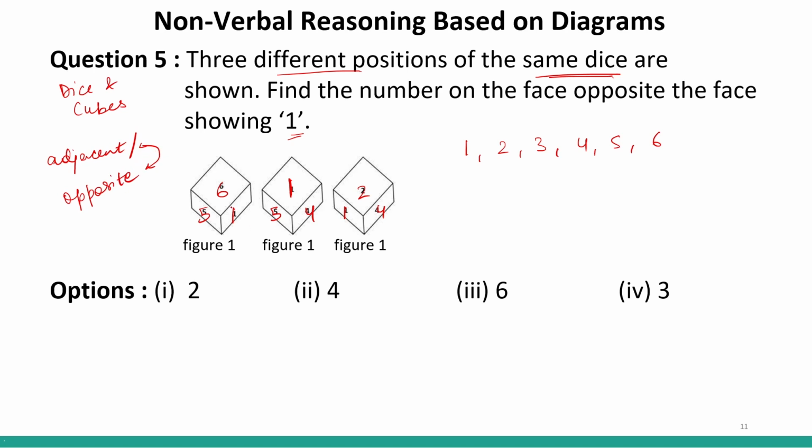Now, over here I can see next to 1 we have 5 and 6. So we can eliminate clearly. 5 and 6 are eliminated because they are adjacent to 1. Similarly, 5 and 4 are also adjacent to 1. So 4 is also eliminated. Then if we have 1 here, we have 2 and 4. So 2 and 4 are again adjacent to 1. So they are also eliminated. So we are left with 3. So option number 4, 3 will be the correct answer. This is the only number which has a possibility of facing opposite to 1.